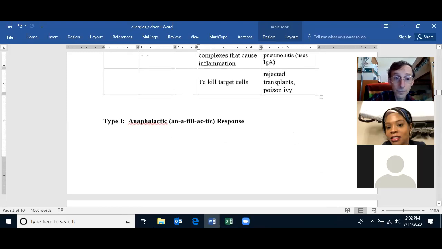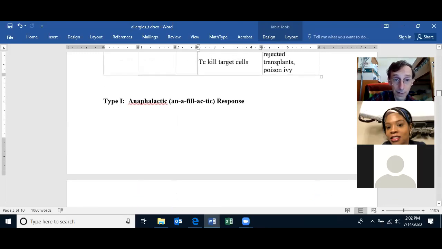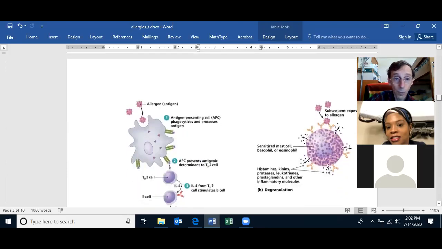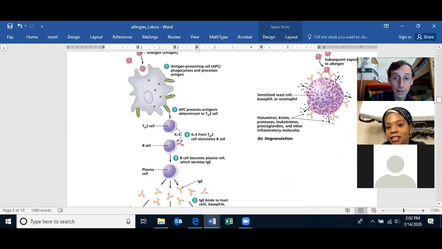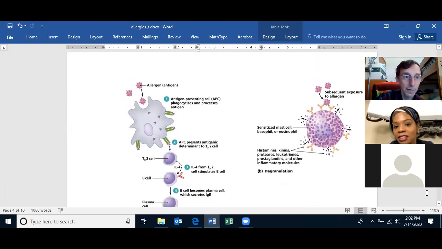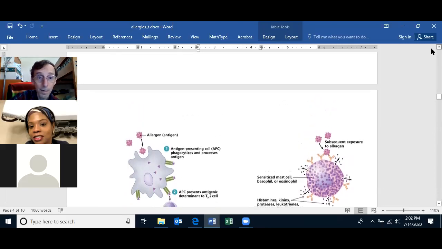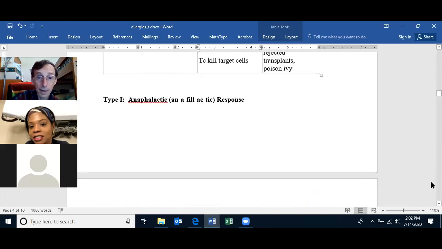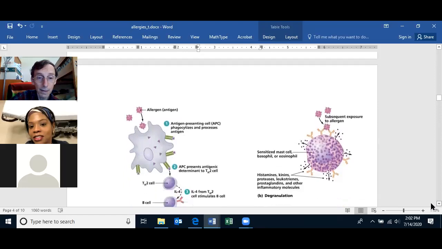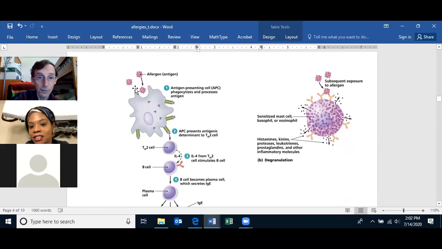All right. So let's talk about type 1 hypersensitivity, and it does have another name. You can call it the anaphylactic response. What happens in type 1 hypersensitivity is that the patient initially in anaphylactic response is seeing the antigen, and we'll call that antigen an allergen because it will give rise to an allergy.